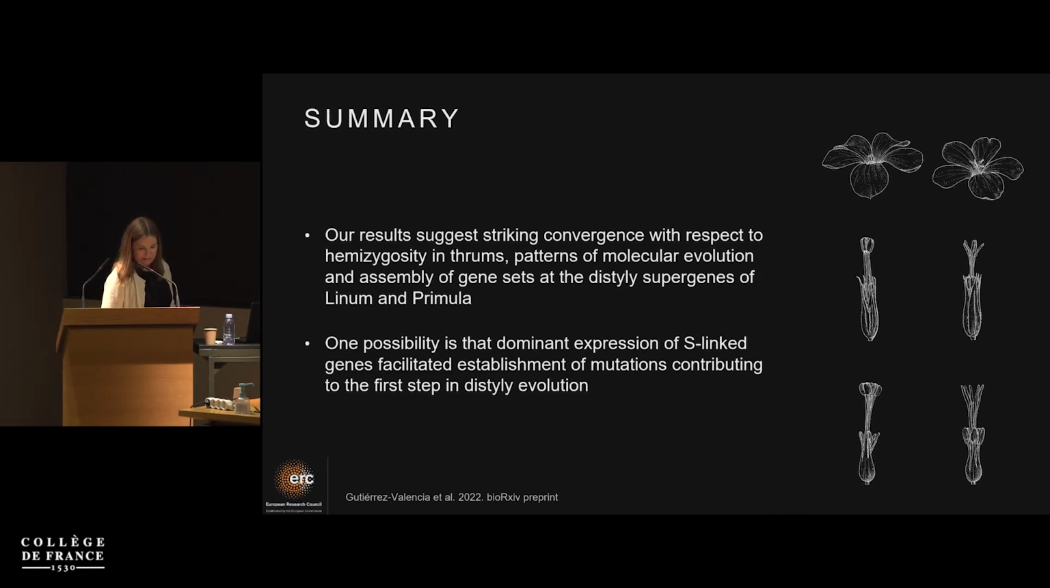So to summarize, our results suggest striking convergence with respect to hemizygosity in thrums, patterns of molecular evolution, and assembly of gene sets at the Distyly supergenes of Linum and Primula. And one possibility for why we see this repeatedly could be that dominant expression of S-linked genes facilitated establishment of mutations contributing to the first steps of Distyly evolution.